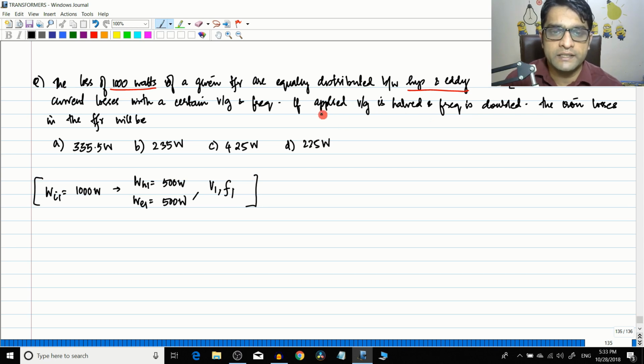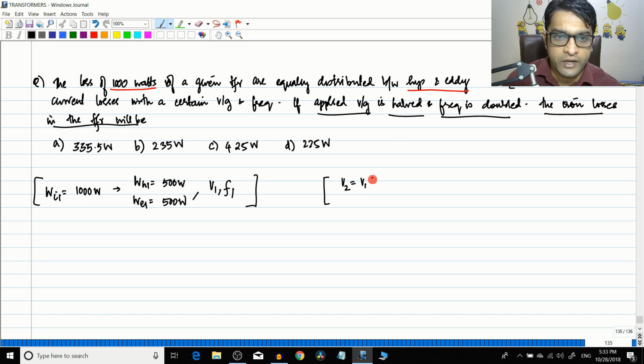So what they are telling is that now the applied voltage is half and the frequency is doubled. They are asking to find the iron losses in the transformer. So V2 is equal to half the applied voltage; this was the initial voltage V1, now you are dividing it by 2. That is the V2 value, and the frequency is doubled, so F2 is equal to 2 times F1. And they are asking, what is the iron loss, Wi2 is equal to what?